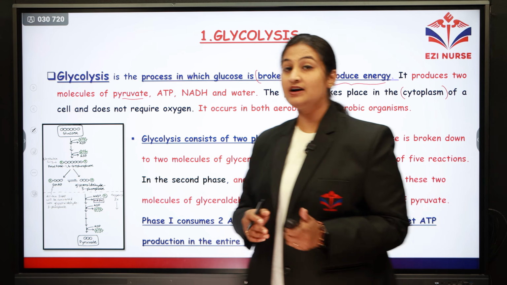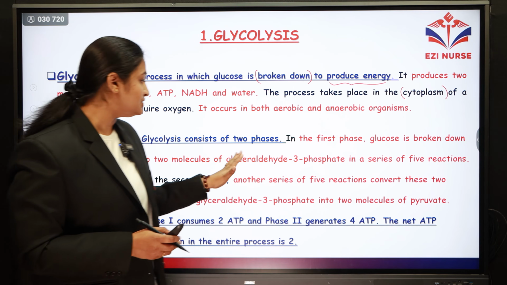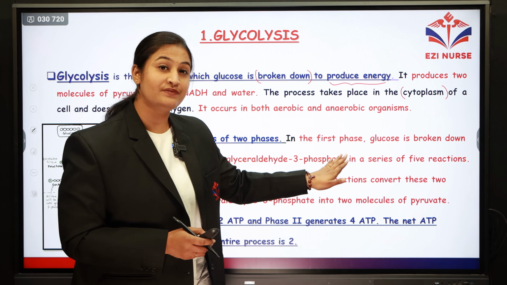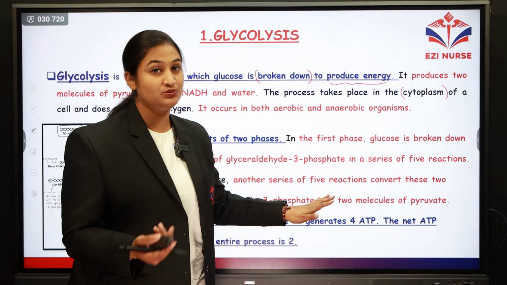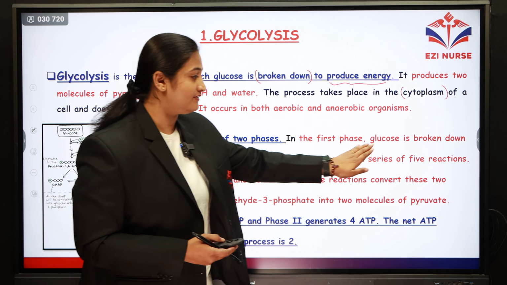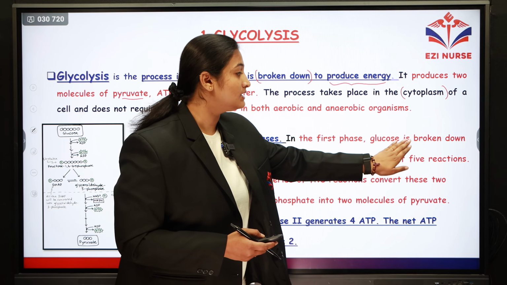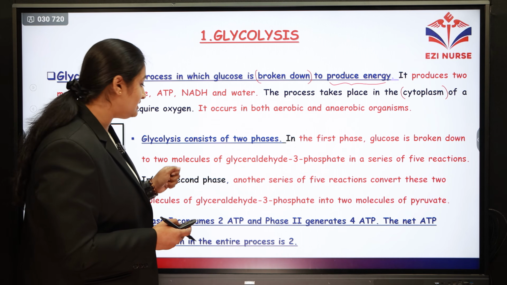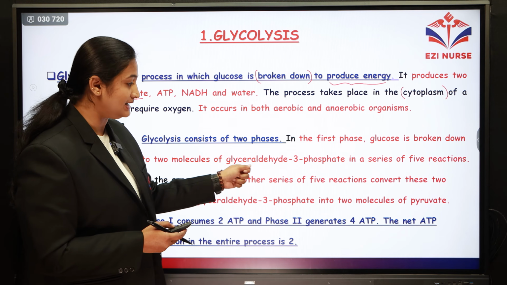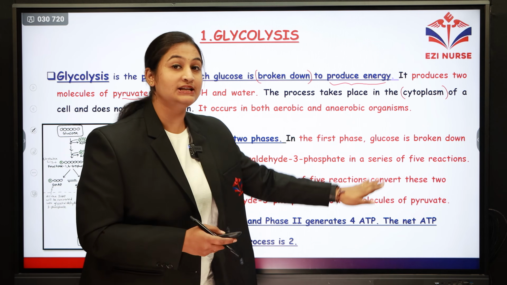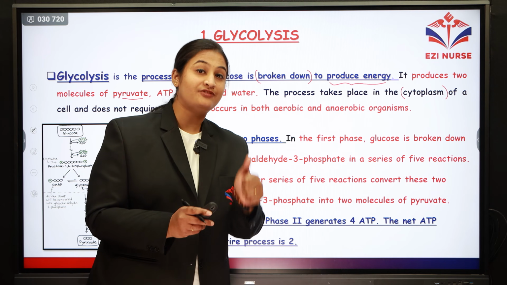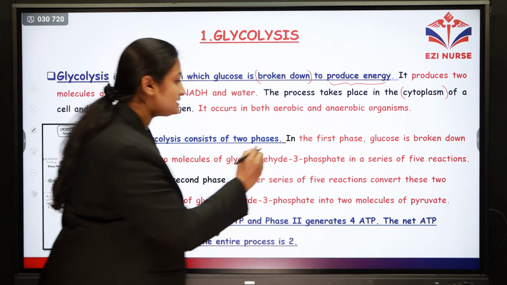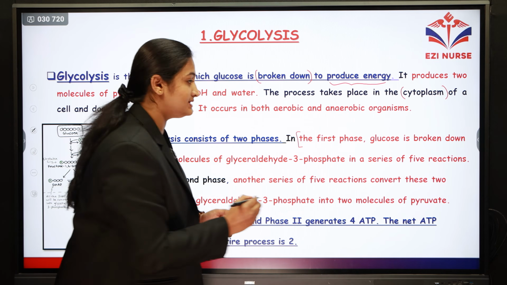Then, glycolysis consists of 2 phases. In the first phase, what is happening? In the second phase, what is happening? In the first phase, glucose is broken down into molecules of glyceraldehyde 3-phosphate in a series of 5 reactions. This much you have to remember for the first phase.